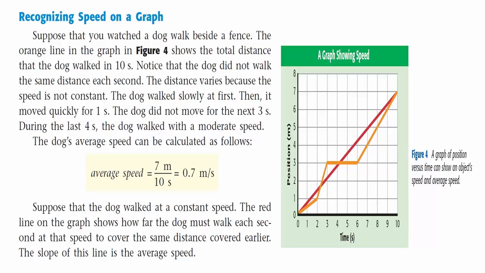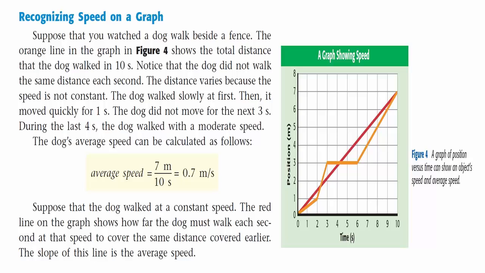Recognizing speed on a graph. Suppose that you watched a dog walk beside a fence. The orange line in the graph in Figure 4 shows the total distance that the dog walked in 10 seconds. Notice that the dog did not walk the same distance each second. The distance varies because the speed is not constant. The dog walked slowly at first. Then it moved quickly for 1 second. The dog did not move for the next 3 seconds. During the last 4 seconds, the dog walked with a moderate speed.